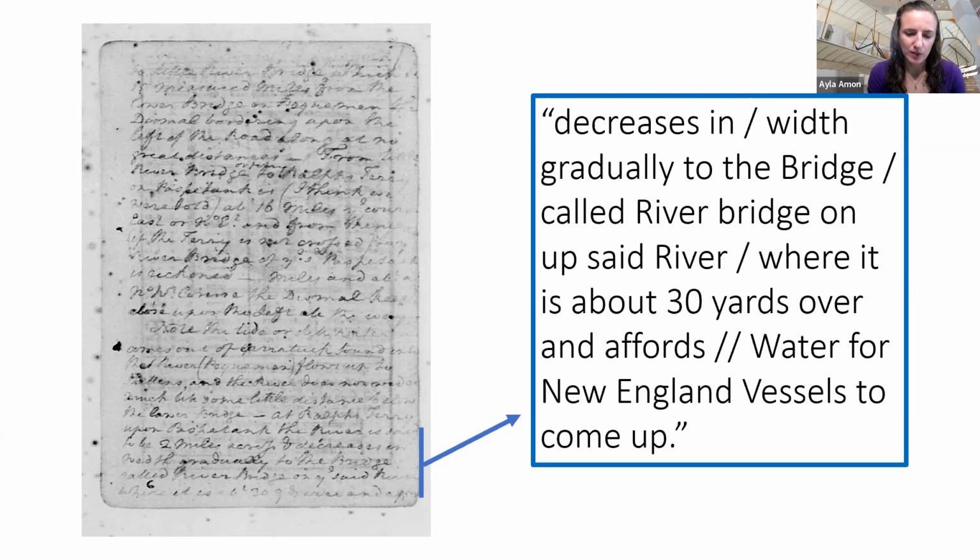entry that the Pasquotank River, and as you can see on your screen, he said, quote, decreases in width gradually to the bridge called River Bridge on up said river, where it's about 30 yards over and affords water for New England vessels to come up. So this last part means that the vessels from other major ports, not only in the Western Atlantic world, but from Europe and Western Africa, could enter to trade goods in the Pasquotank, including engaging in the transatlantic slave trade.